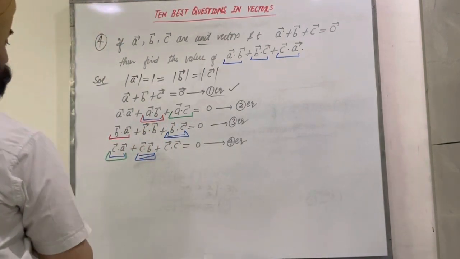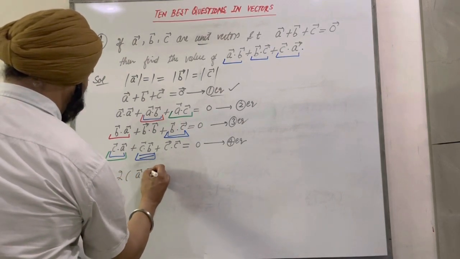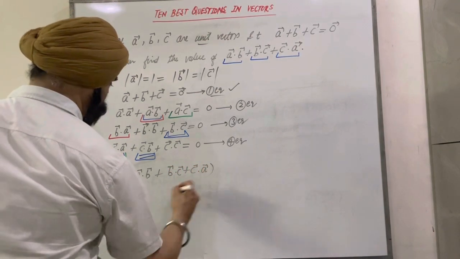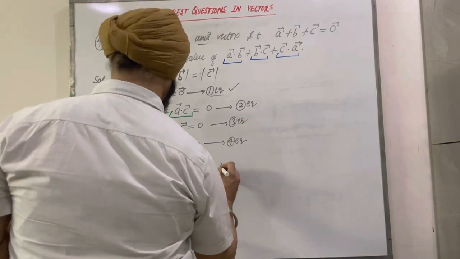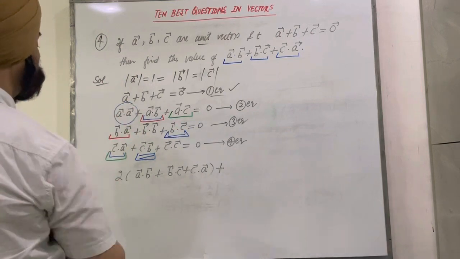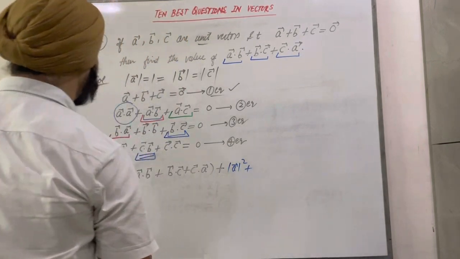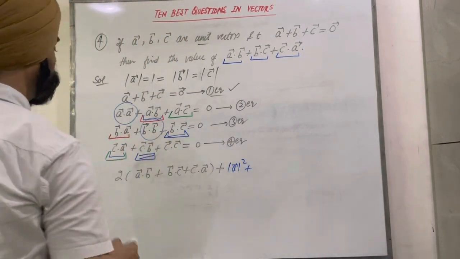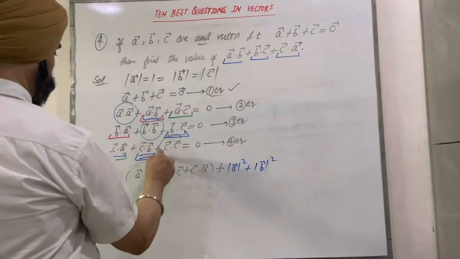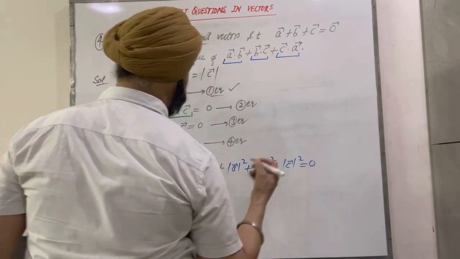So here I go, I can take 2 as common. I can write vector A dot vector B plus vector B dot vector C plus vector C dot vector A. What else do we have? We have more terms also. We have vector A dot vector A, which can also be written as the magnitude of vector A whole square. We have another term, vector B dot vector B, which can be written as the magnitude of vector B whole square. And vector C dot vector C, the magnitude of vector C whole square, and this is equal to 0.